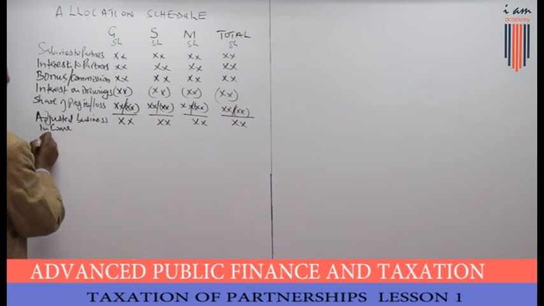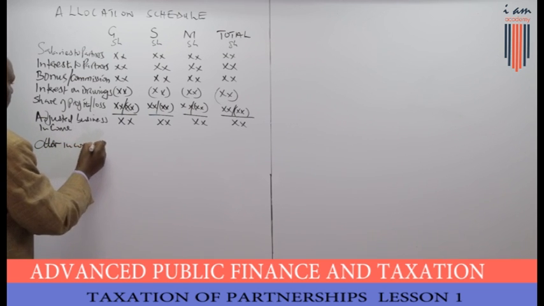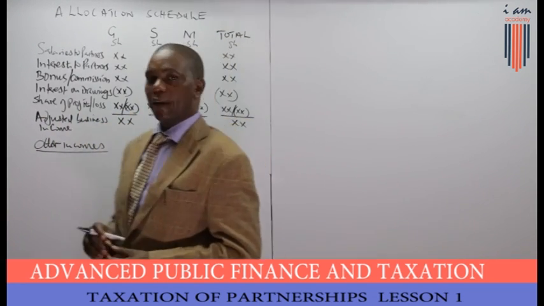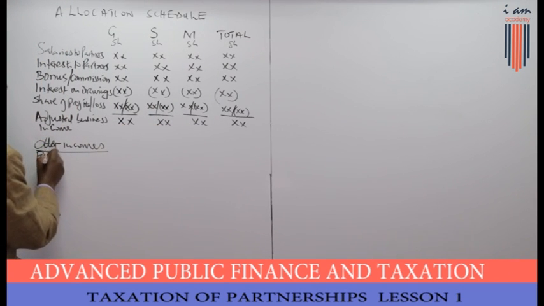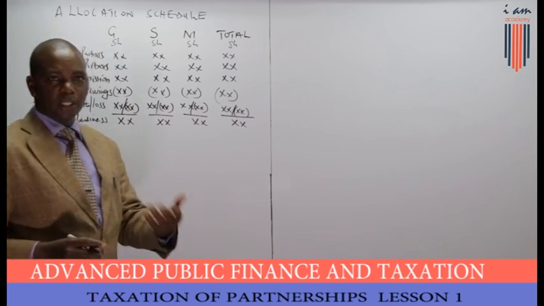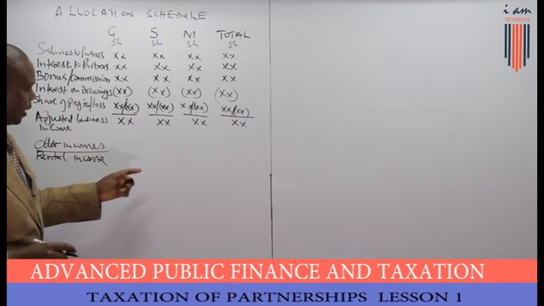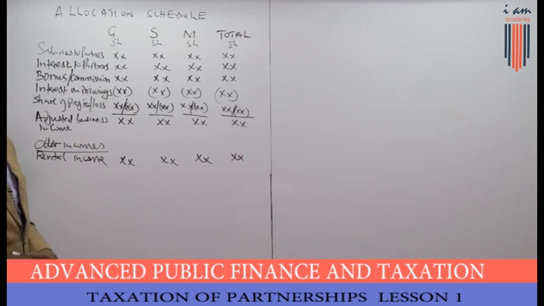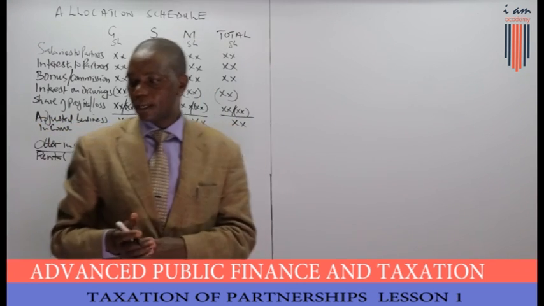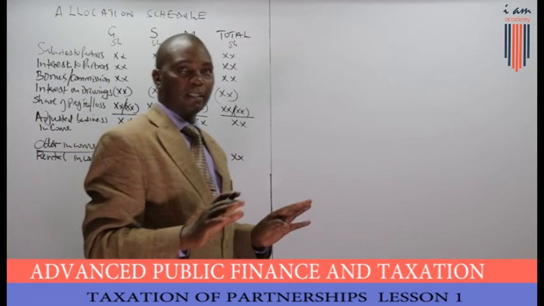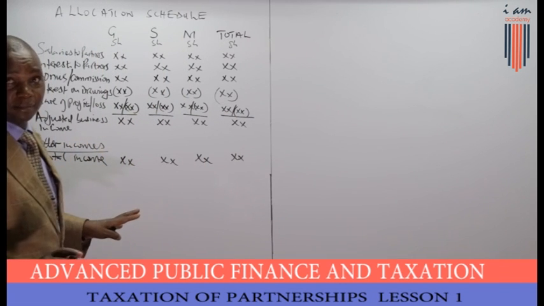So here we have another heading, other incomes. We normally bring in other incomes that are received by the partners. In this case, we can just begin with rental. A very common item of income is rental. Most businesses, other than engaging in the normal trading activities, may engage in renting of a property. So we will bring the share that they get from rental. And then we can also bring in an item like private business income. A partner may be engaged in a separate private business, like having a separate rental property or a farming activity, which is just private.